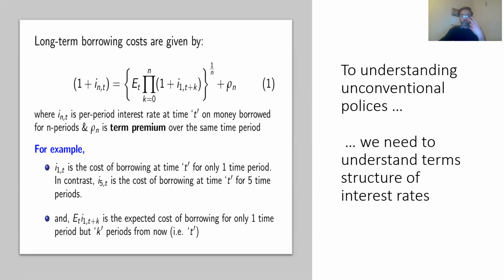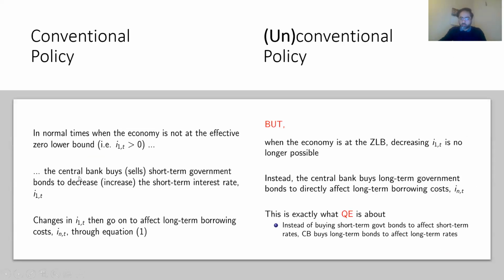Right? The only thing left to explain now is how the central bank controls the short-term borrowing cost. The way the central bank controls the short-term borrowing cost is by buying and selling short-term government bonds. So if the central bank wants to decrease the interest rate, the central bank will buy more short-term government bonds, which will then increase the price of short-term government bonds, which will then decrease the interest rate on the short-term government bond.